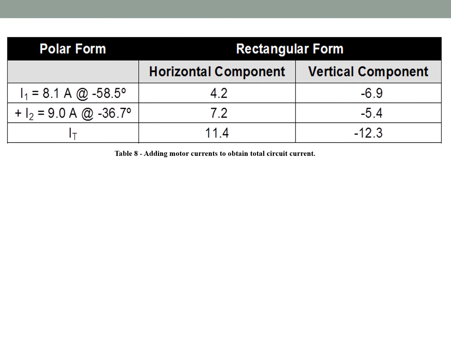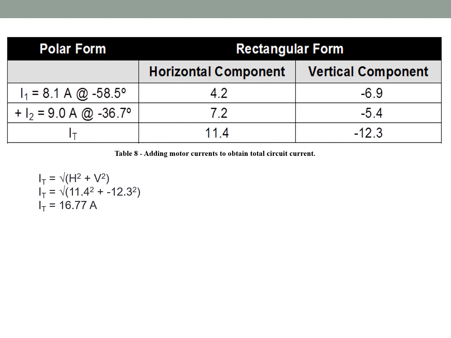The next thing I can figure out from here is what my I total is going to be. To find I total, I'm going to use Pythagorean's theorem again. The square of H plus the square of V, when you square root that, will give me my I total. In this case, my I total is going to be 16.77 amps.